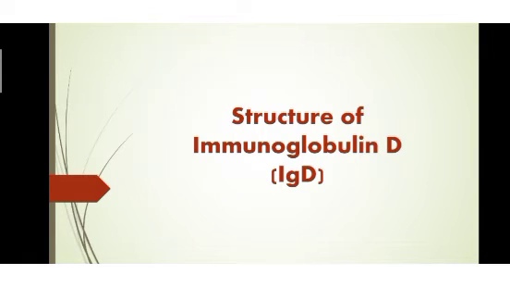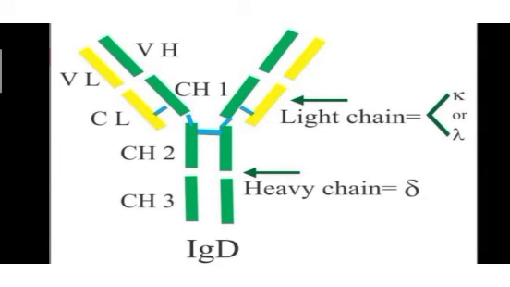And in this video, the last topic is the structure and function of immunoglobulin D. This is the structure of immunoglobulin D, where two chains are present, light chains and heavy chains. In the light chain there are two regions, the variable region and the constant region, and in the heavy chain there are also two regions, the variable region and the constant regions, heavy chain 1, 2 and 3 respectively. The light chains are either kappa or lambda, and the heavy chain is delta.